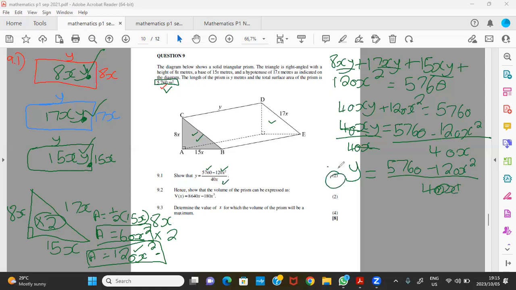So you see, they even made it 2 marks. But I don't think it should be 2 marks. It should be more than that because there's a lot of calculations. But okay, so this is 40x. Are we all good? Are we all good? Yeah. Sharp. So that was the first one. We got it. We just had to show.